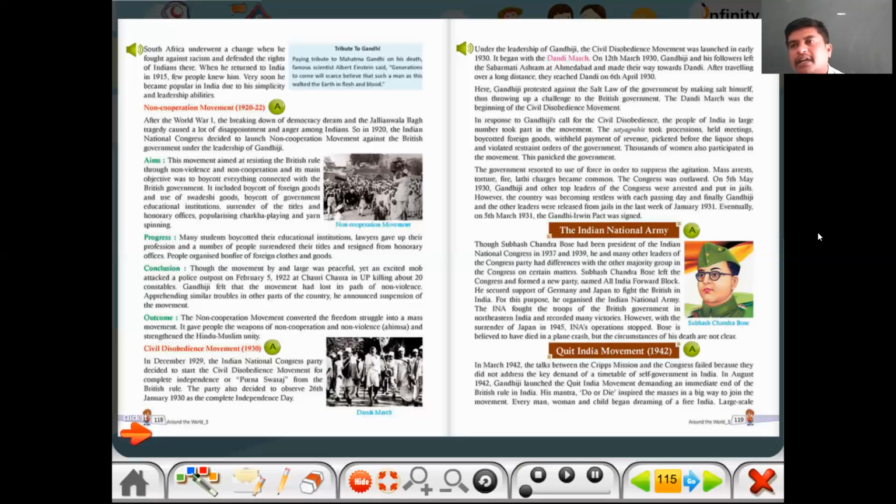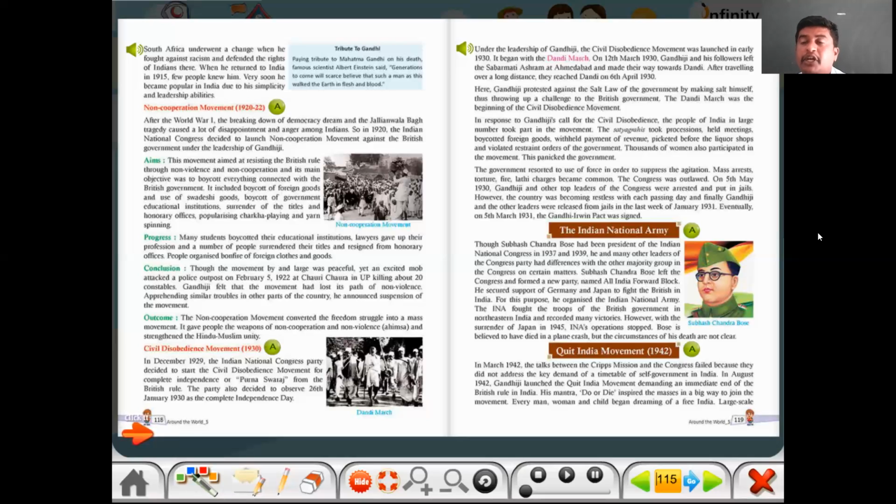This panicked the government. A small fear started among the Britishers. Simultaneously, dear students, the government resorted to the use of force in order to suppress the agitation. The British tried to suppress the civil disobedience. Mass arrests were made, few were tortured, few were fired upon, and lathi charges were carried out on the common people.